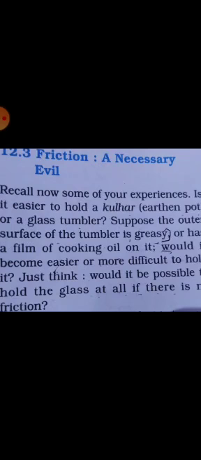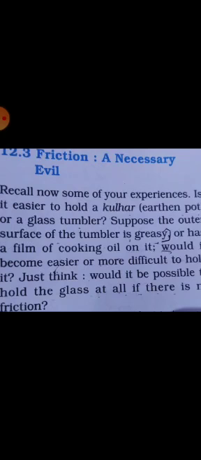If the objects start moving, they would never stop, because there is no friction. We cannot walk on the road without friction. Even we cannot fix a nail on the wall or tie a knot without friction. So these are the advantages of friction.